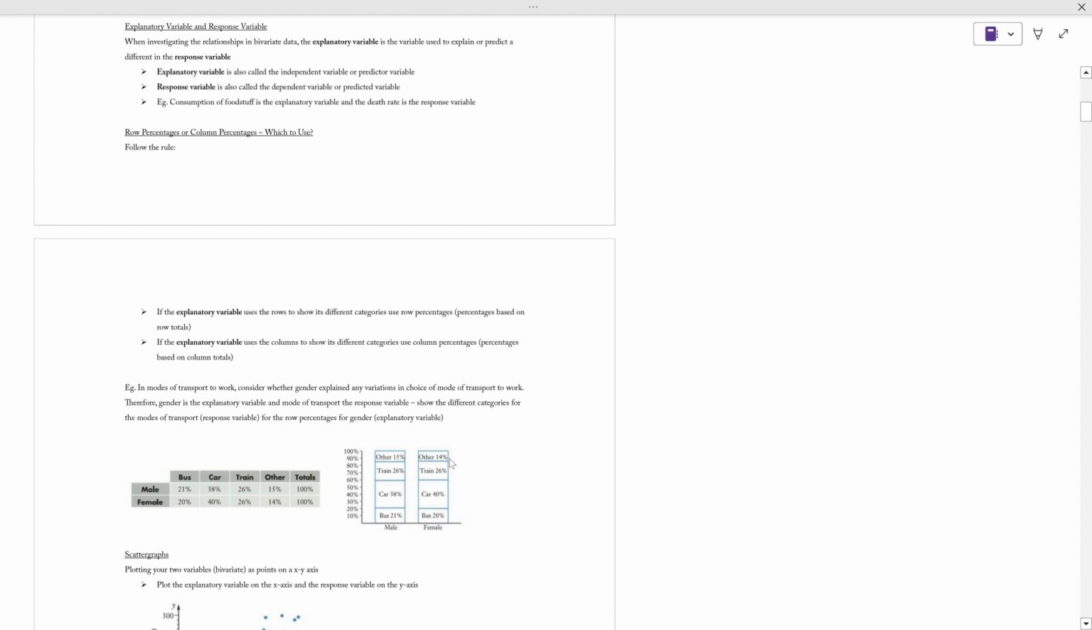Basically what we do is we show the breakdown of mode of transport for each male and female as a percentage on a column graph, right? So ideally, if we're going back to the rules, if the explanatory variable uses the rows to show its different categories, use row percentages, so the percentages based on row totals. Since in this case the explanatory variable uses the rows to show the different categories, we're basically using the row percentages to tabulate our stacked column graph. Alrighty.